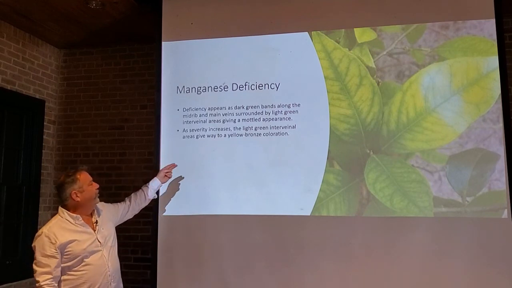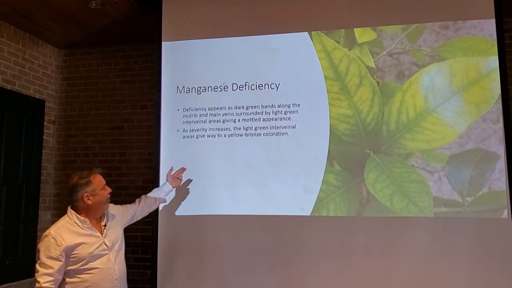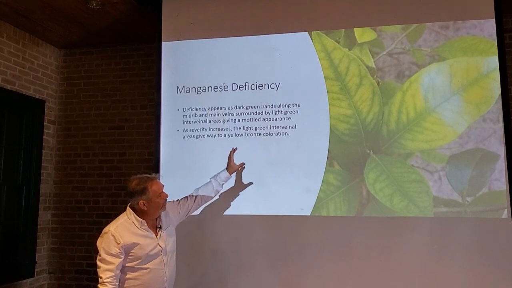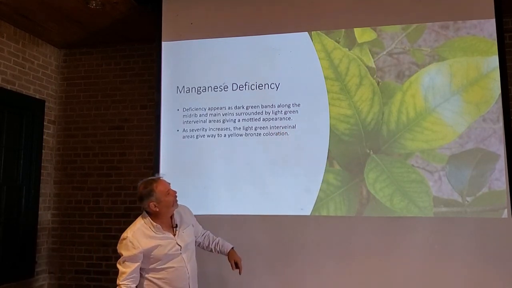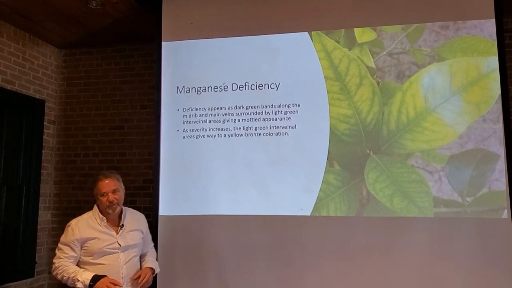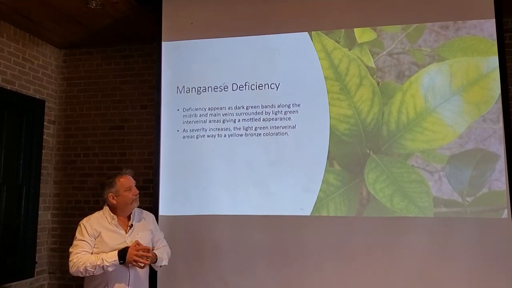As severity increases, the light green interveinal areas give way to yellow bronze coloration. So again, it's darker here, and as you get toward the tip, you might get a little bit of that bronzing. So it's not as uniform as the zinc.